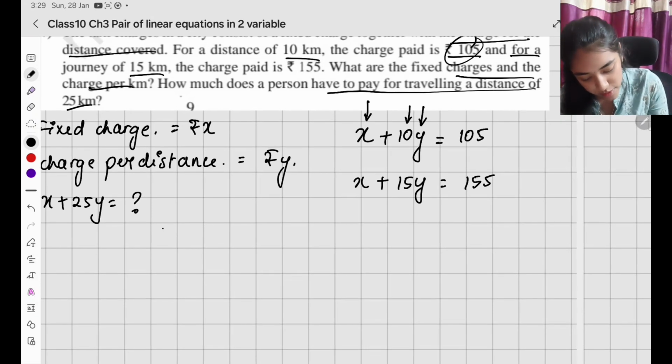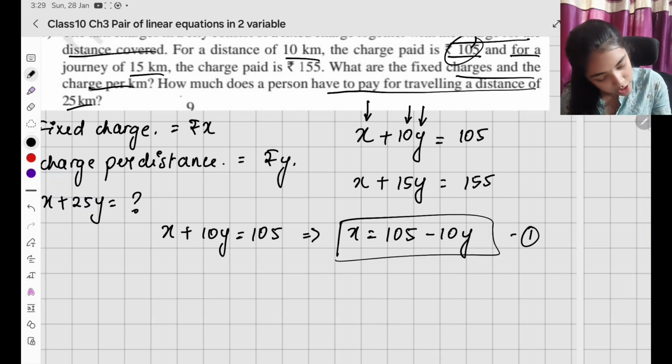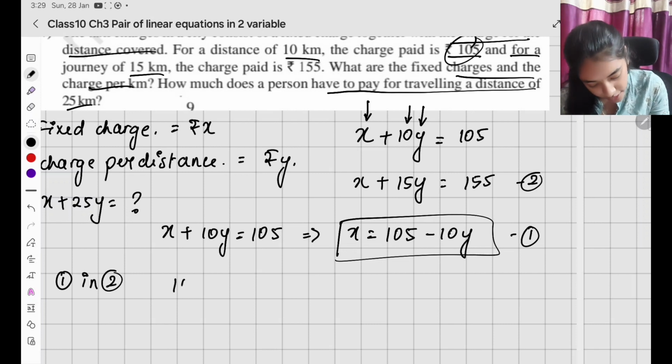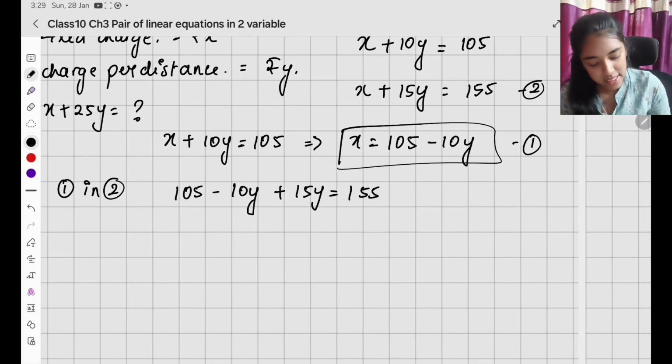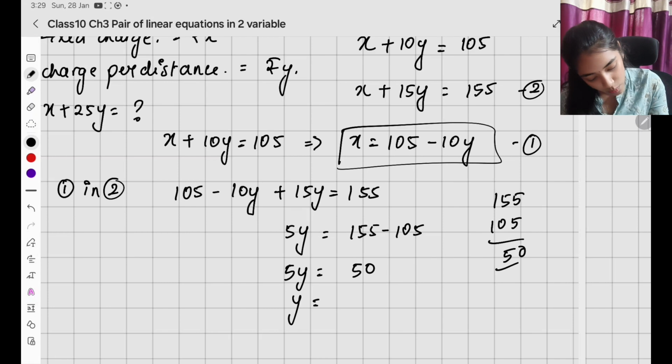Writing one equation in terms of the other. I have x plus 10y equals 105. So from this I can write x equals 105 minus 10y. So substituting equation 1 in equation 2, I have x value enna 105 minus 10y plus 15y equals 155. So minus 10 plus 15 is going to be 5y and 155 minus 105 is 50. So I have 5y equals 50, y equals 10.